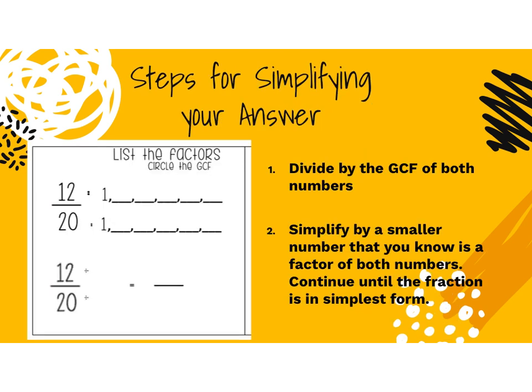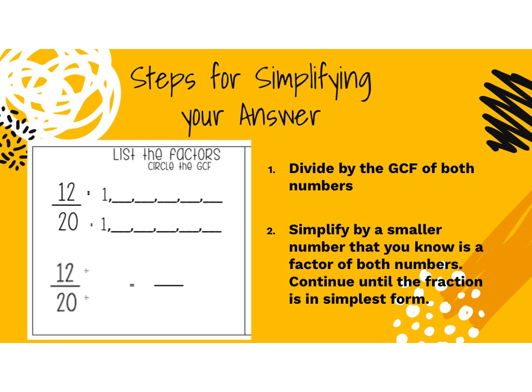Next, let's review the steps for simplifying your answer. We have two options. We can divide by the greatest common factor of both numbers, or we can simplify by a small number that we know is a factor of both numbers, such as 2. If both of our numbers are even, we know that we could always divide by 2. And then we will continue to simplify that fraction until it is in simplest form.